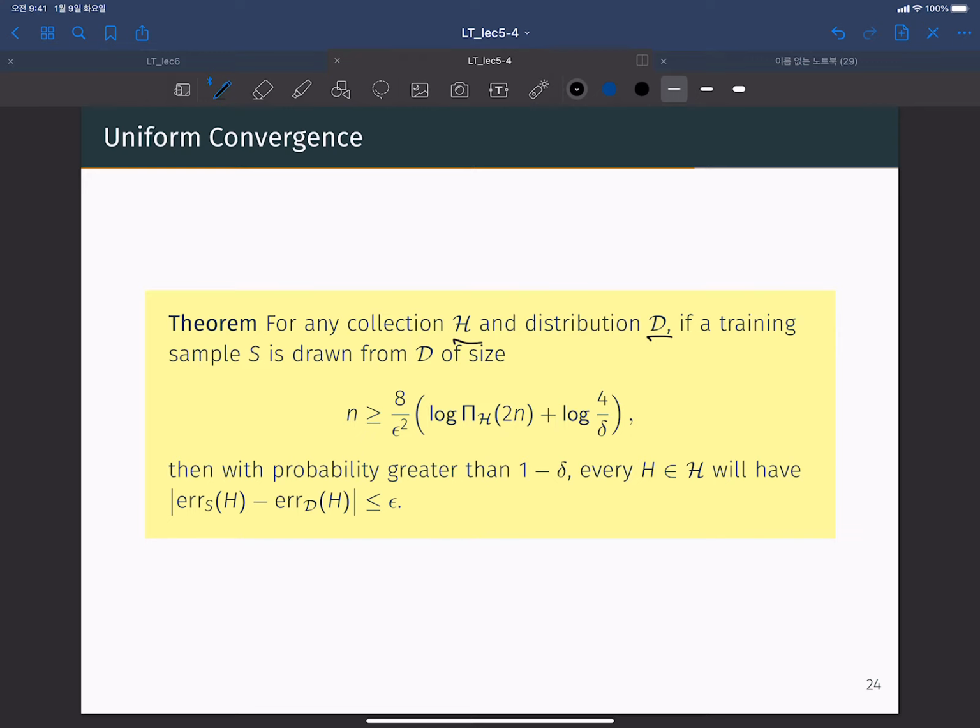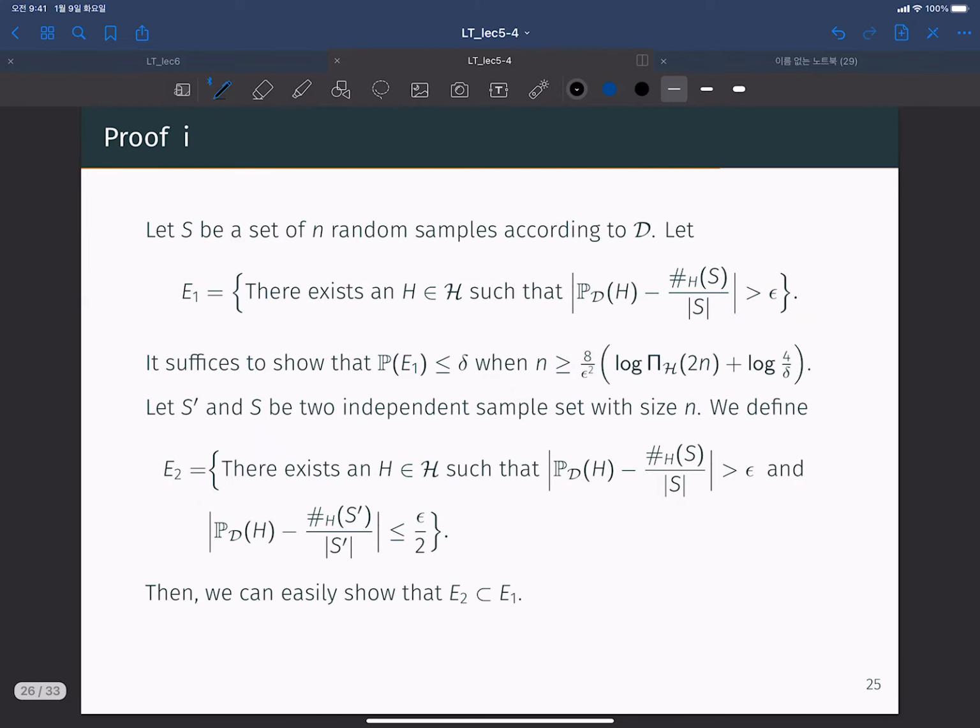is drawn from distribution D of size n, which is greater than a over epsilon squared times (log of the growth function at 2n plus log 4 over delta), then with probability greater than 1 minus delta, every hypothesis belonging to the hypothesis class will have this epsilon generalization, this uniform convergence property. So for every hypothesis, the difference between training error and test error is at most epsilon. Okay, the proof is pretty much the same.